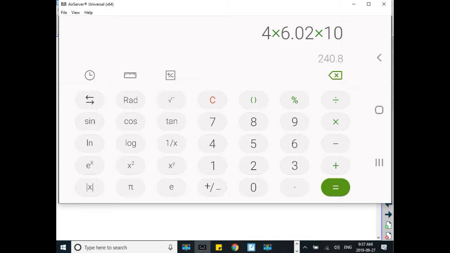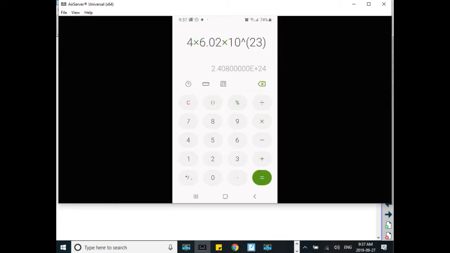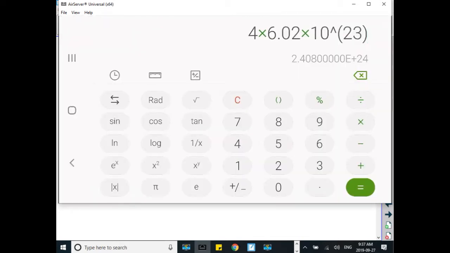We need the x to the y button, probably. That'll give you the power, and then the power is 23. Now I want to show you what my calculator gives for an answer here, just to make sure you understand it. It wrote it as 2.408000, but the calculator didn't want to write all of the zeros after this big massive number, so that's why there's the E right here.